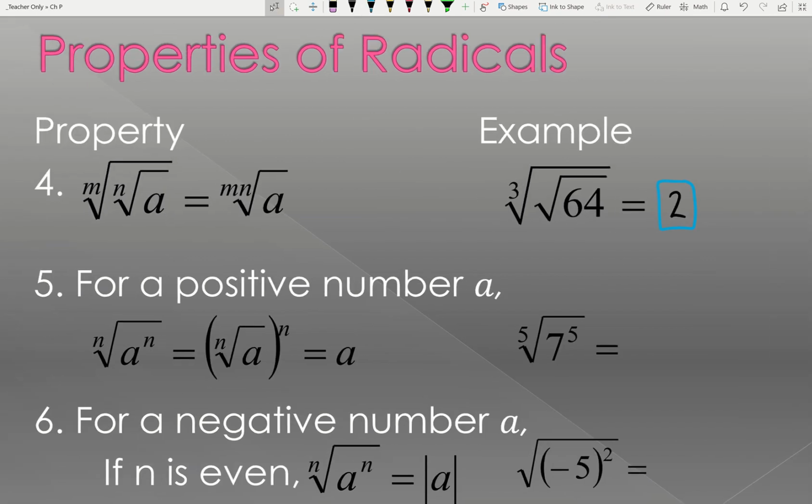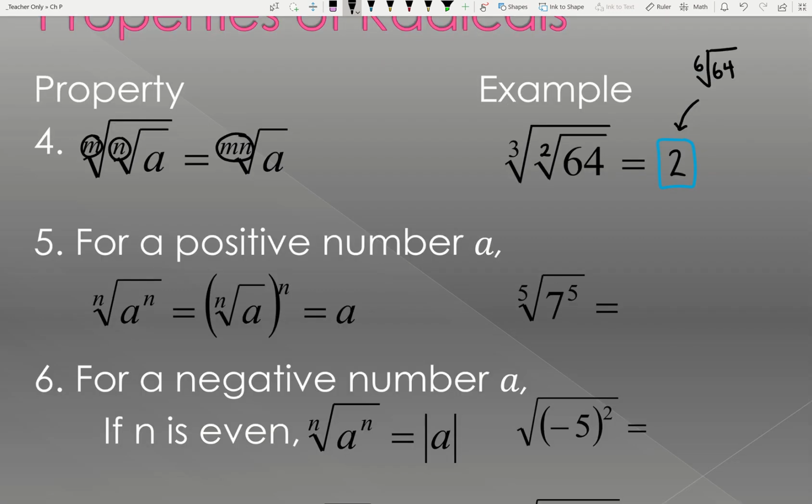And this property basically says if I take the root of a root, then I can just go ahead and write 1 root, but the index becomes the product of the 2 indices that came before. Okay, so because this one over here would be a 2, basically what we're saying here is that this would be the 6th root of 64. Okay, and that's why that result would be a 2.